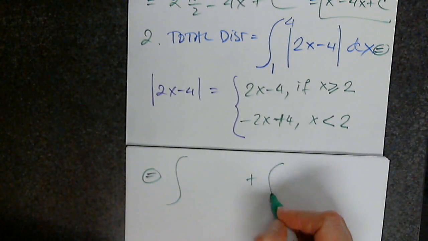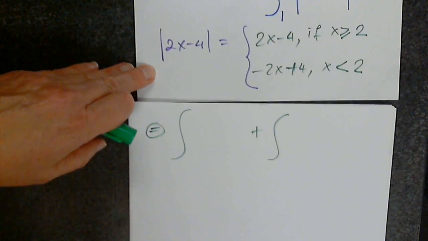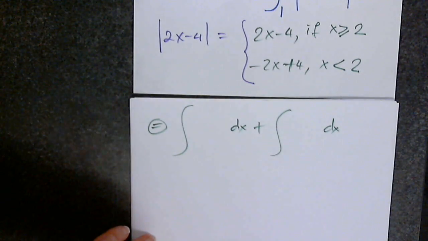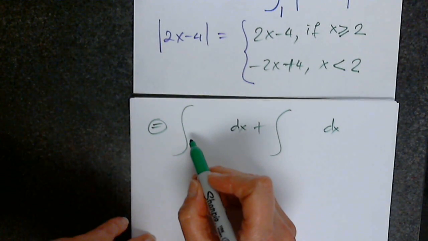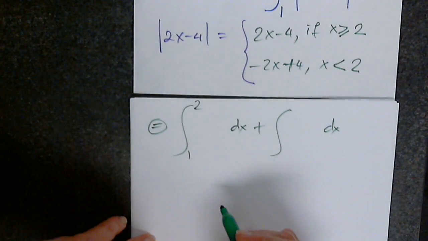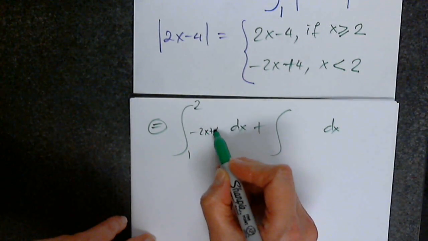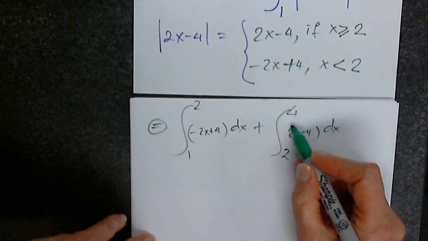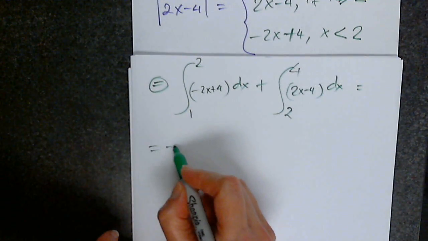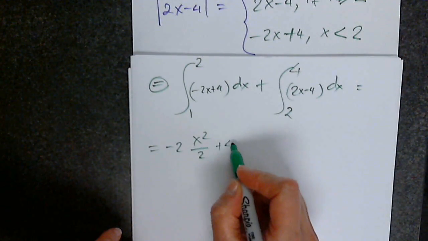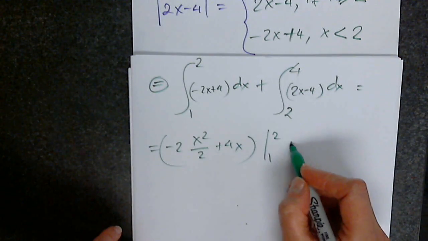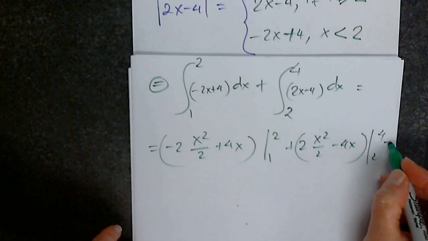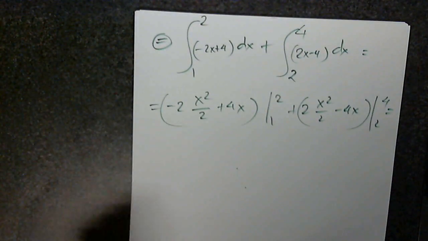a sum of 2 integrals. From 1 to 2, negative 2x plus 4, and then from 2 to 4, 2x minus 4. Good. So then we have negative 2 x squared over 2 plus 4x from 1 to 2, plus 2x squared over 2 minus 4x from 2 to 4. And I have to plug in those numbers.